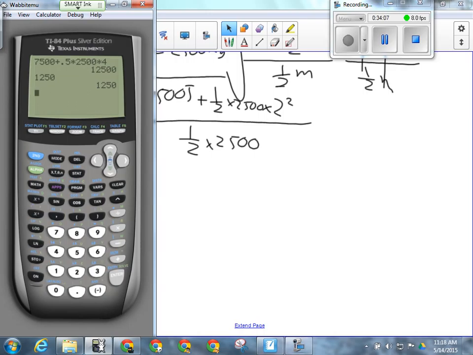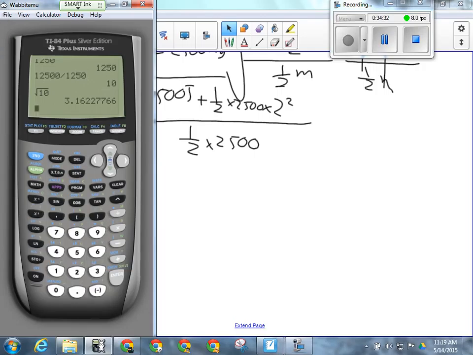Of course it is. It should give me 10, because 12,500 divided by 1,250 should be 10. Now, what do I have to do with that number? I still haven't square rooted it yet. All right, so the final speed of this truck is 3.16 meters per second.